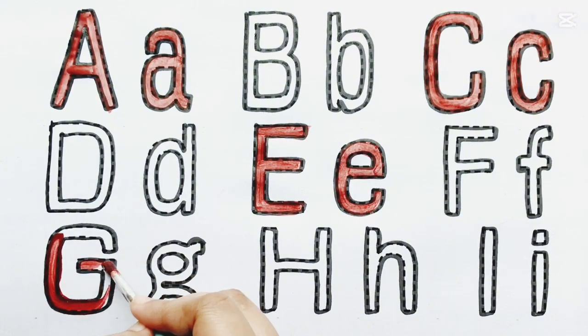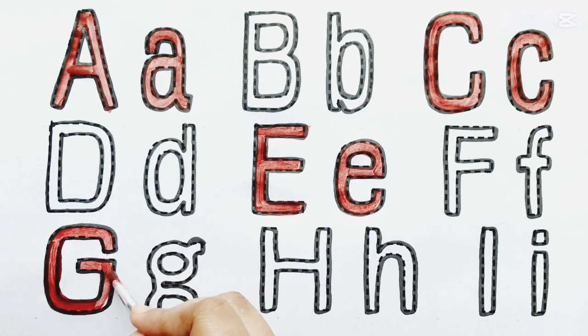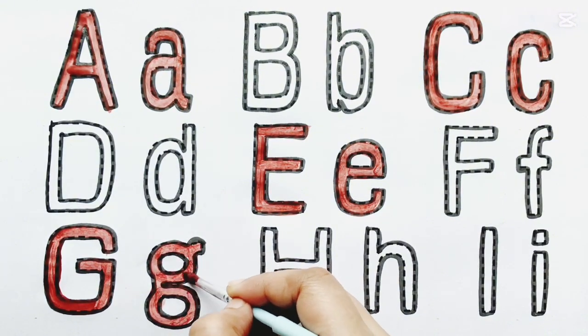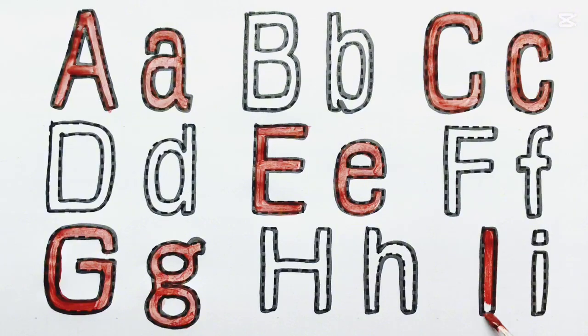G for ghost. Small letter G for grapes. I for insect. Small letter I for ice cream.